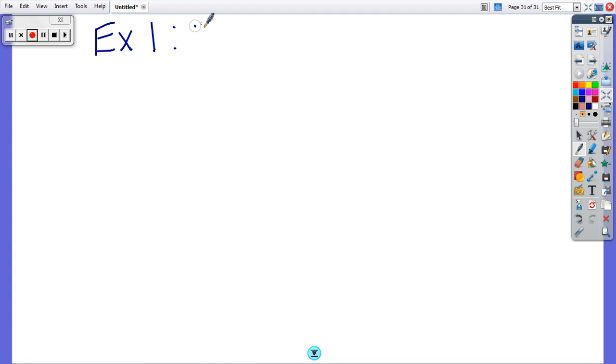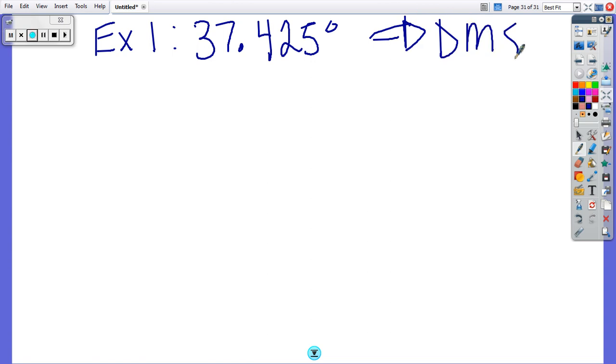this degree measure to DMS. So, if I told you that something is 37.425 degrees, I want you to convert that to DMS. Well, what this means is that you know that it's going to be 37 degrees, some minutes, and some seconds.